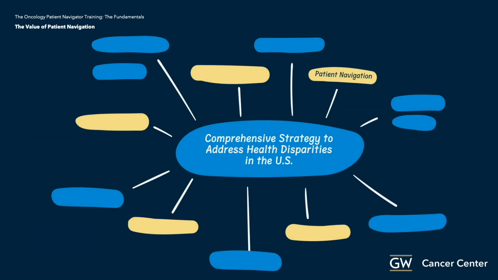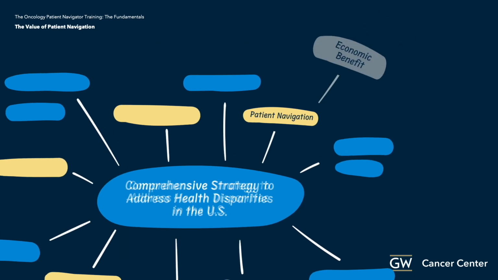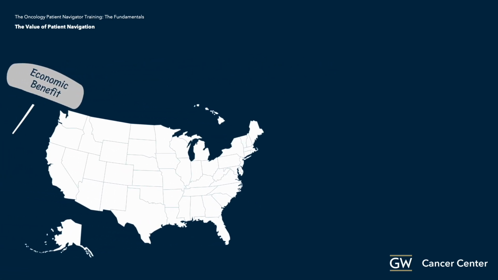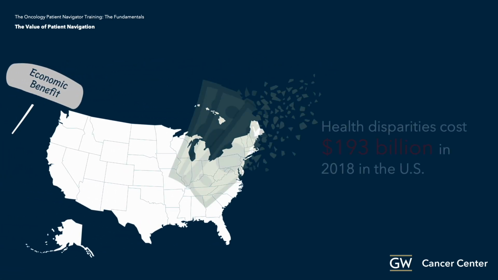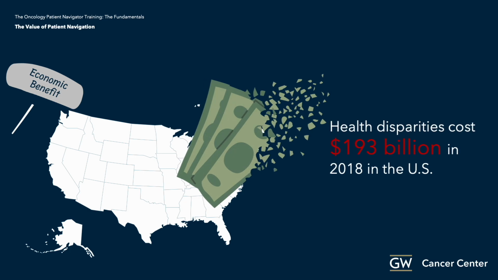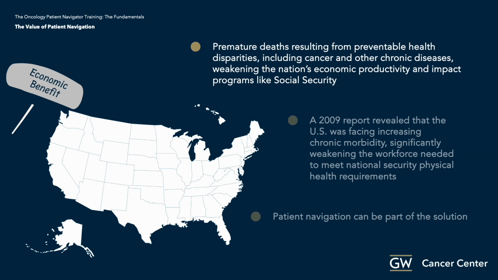Patient navigation, as part of a comprehensive strategy to address health disparities in the U.S., also makes economic sense for the country. In 2018, health disparities in the U.S. cost the nation approximately $193 billion. Premature deaths resulting from preventable health disparities, including from cancer and other chronic diseases, weaken the nation's economic productivity and impact the sustainability of programs like Social Security.